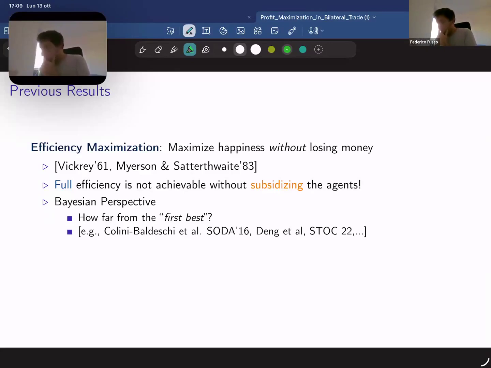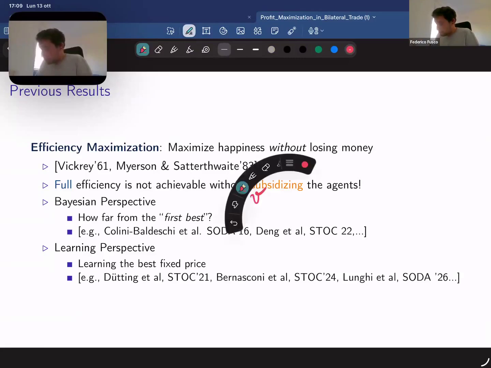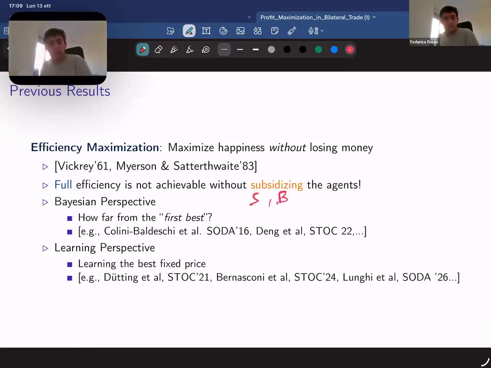And all the results that I mentioned are under the assumption that you know the random process underlying this phenomenon. So in particular, what you typically imagine in this so-called Bayesian perspective is that you know the distribution from which the valuation of the seller and the valuation of the buyer are drawn. So you know it. It may be joint, whatever, but it is known.